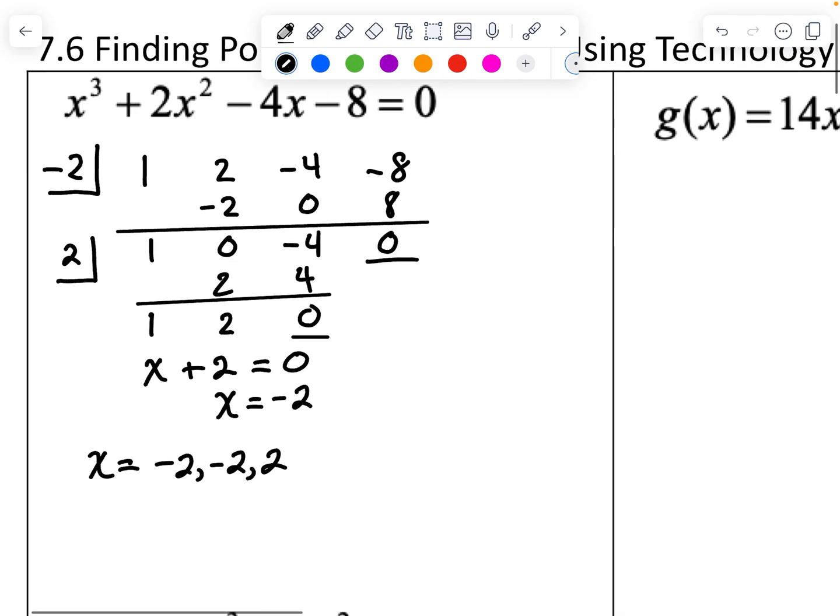Okay. But in Canvas, all I need you to do for me is to say that your answers are -2 and 2.